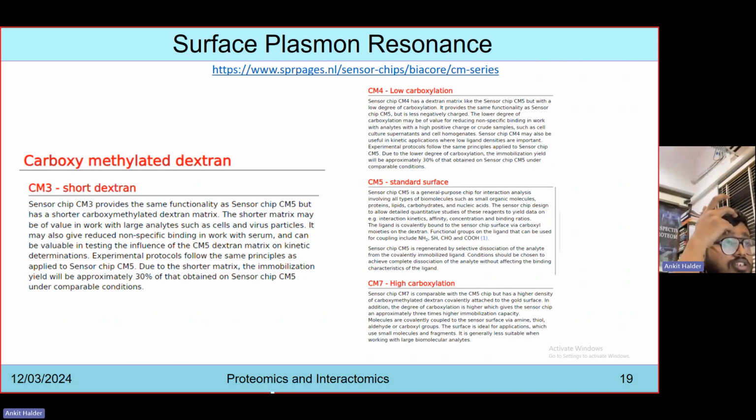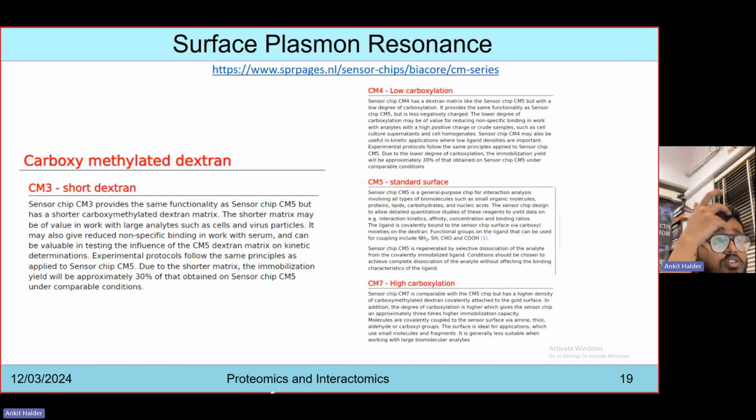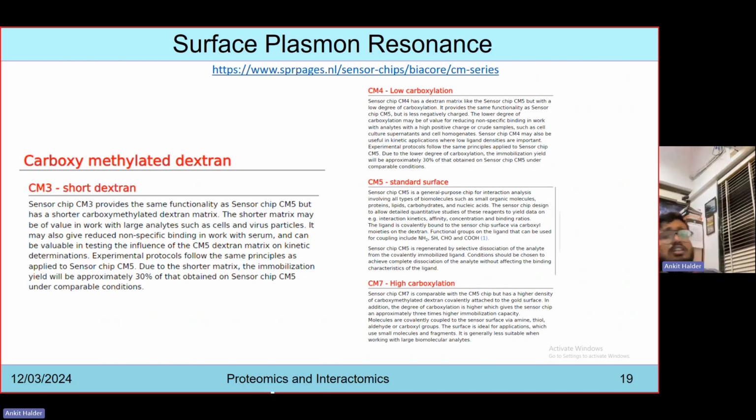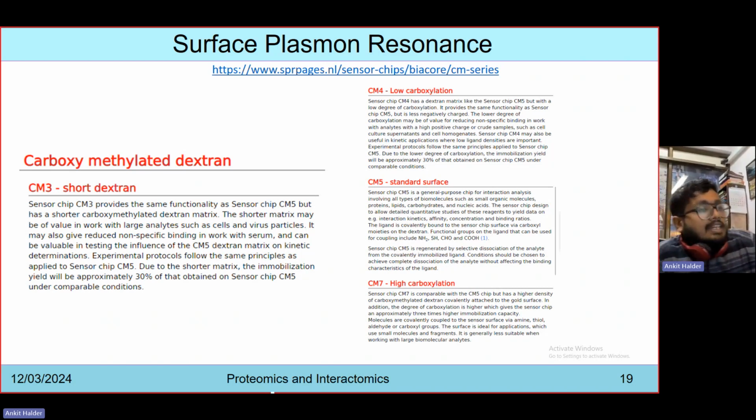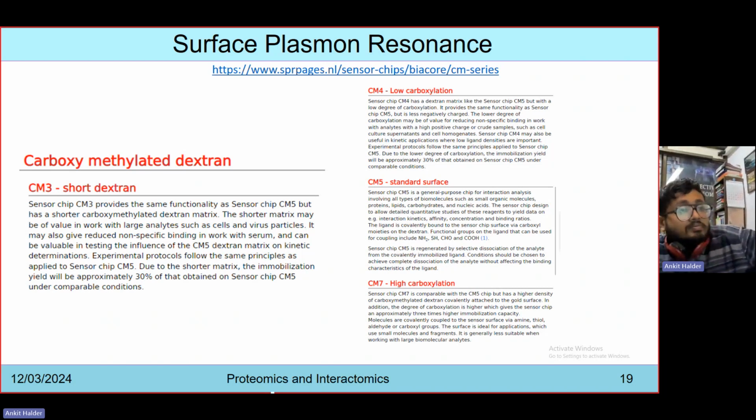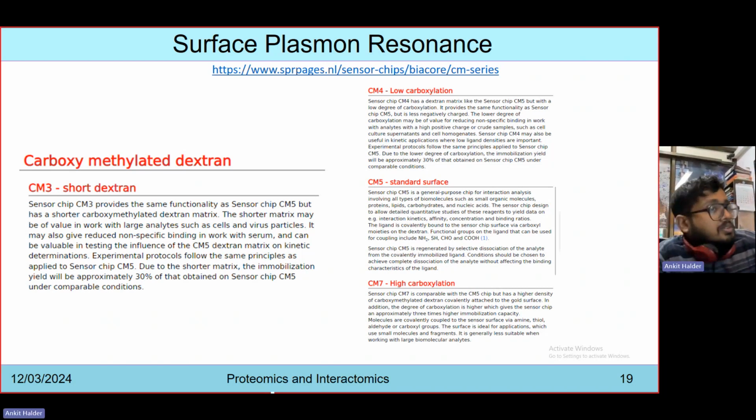It provides the same functionality as sensor chip CM5 but is less negatively charged. This lower degree of carboxylation may be of value for reducing non-specific binding when we analyze samples with a high positive charge, such as cell culture supernatant and cell homogenates. Sensor chip CM4 may also be useful in kinetic applications where low ligand densities are important. Experimental protocols follow the same principles, but due to the lower degree of carboxylation the immobilization yield will be approximately 30% of that obtained on sensor chip CM5 under comparable conditions.